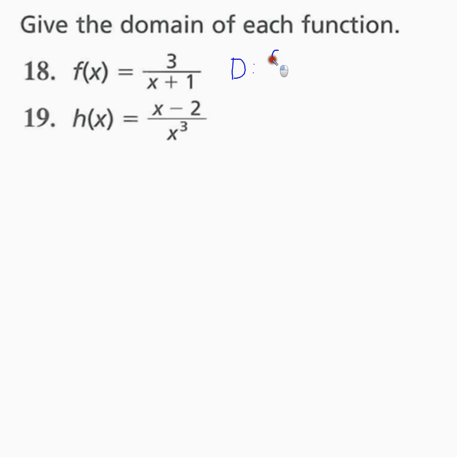So what we do is we write all values of x so that x does not equal, and the only thing that it can't equal is -1, because -1 makes the denominator equal to 0 and we cannot divide by 0.